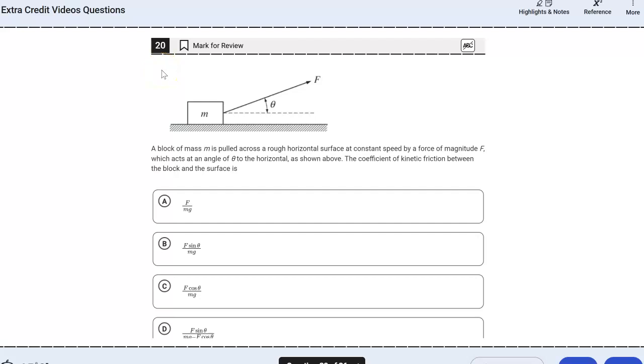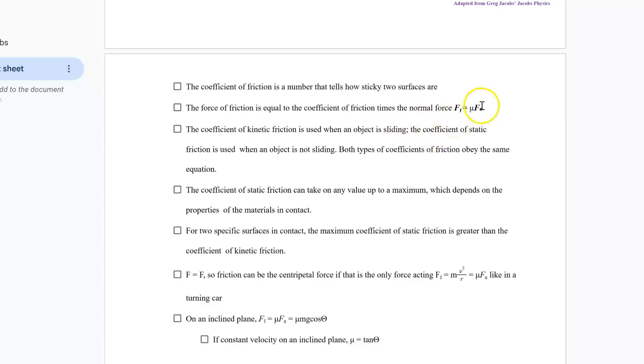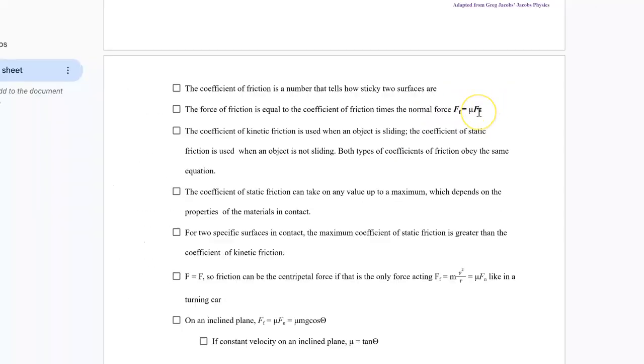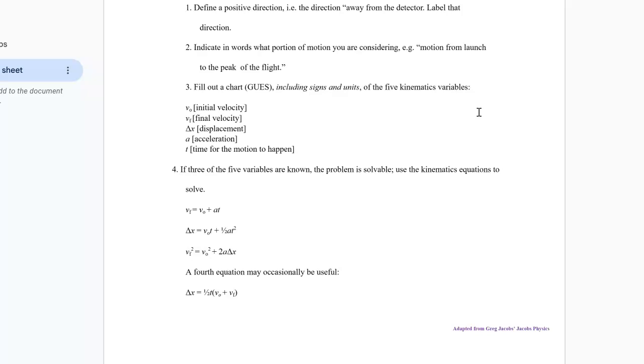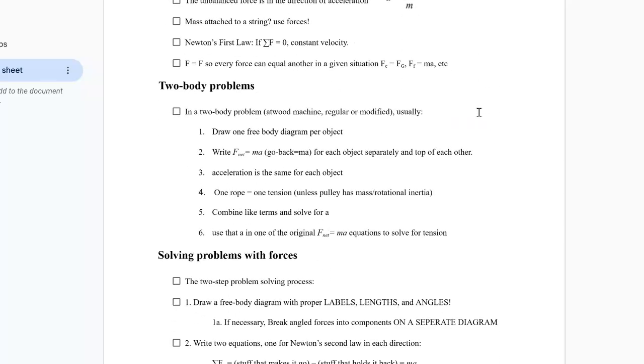Hi, this is multiple choice question number 15 on the AP Physics E extra credit questions. So here we're asked to find the coefficient of kinetic friction of this block, and a force is being applied to it at an angle. It's very important we know from our physics facts that force of friction equals mu Fn. There's one more we need to know.